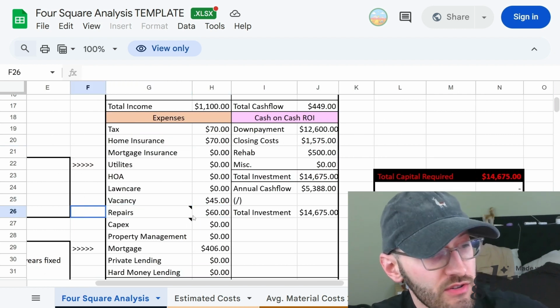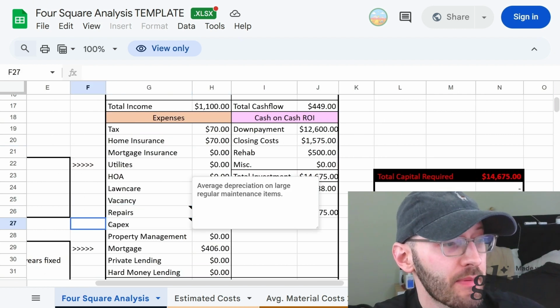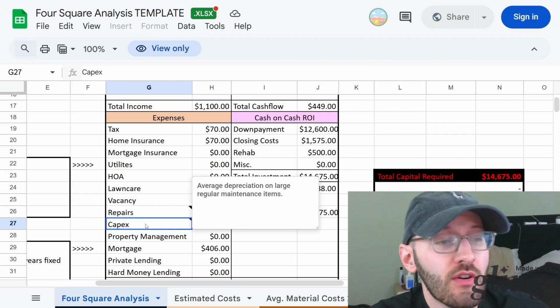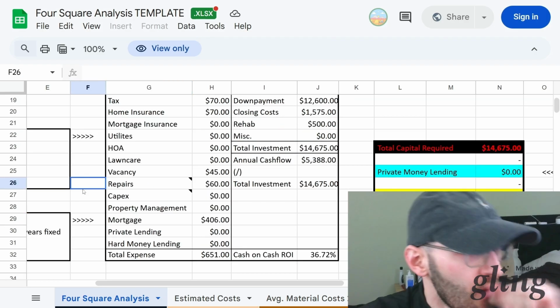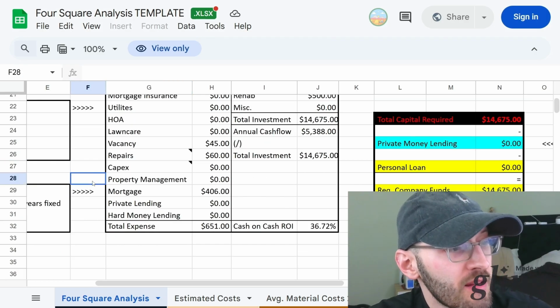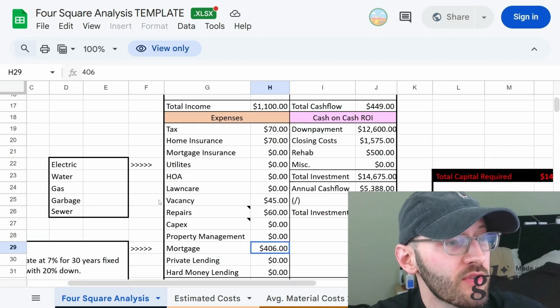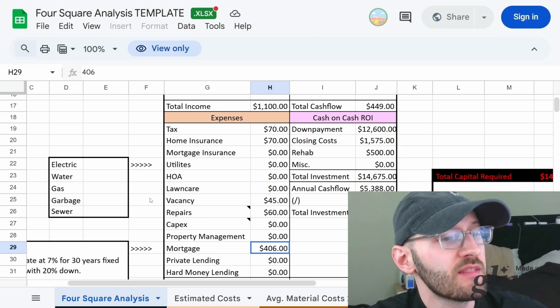We've got repairs. We have CapEx, which is capital expenditures, and this is the average depreciation on large regular maintenance items. We have property management, if you're paying somebody to manage it for you because you're trying to be a little more hands-off. We've got the cost of mortgage. Now this is the principal only. This is the principal and interest.